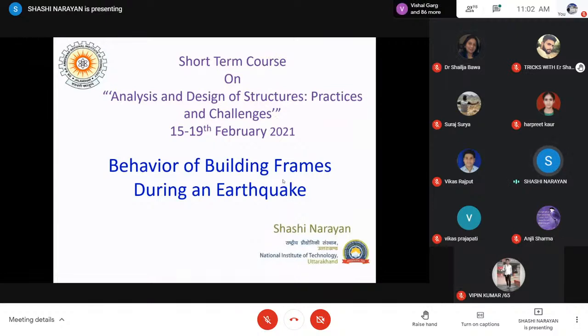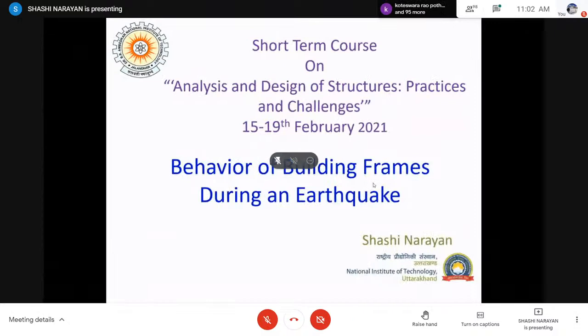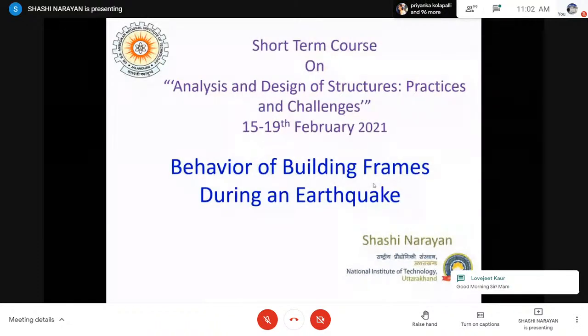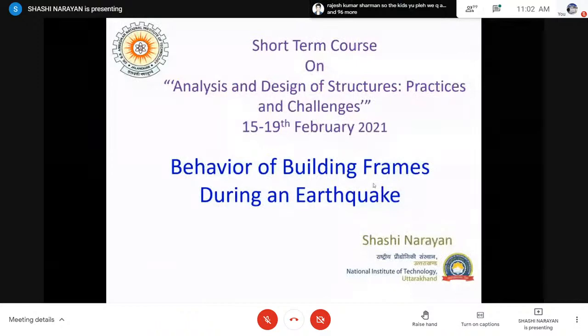I will be mainly discussing the behavior of building frames during an earthquake. In this, I will be first discussing what an earthquake is, how it is generated, what are foreshock, main shock, and aftershocks, and then we'll come to discuss how the building frames are analyzed for an earthquake. In that, we'll be discussing pushover analysis, that is nonlinear static analysis. Plastic analysis we will be discussing. Some part of that we will be discussing how the joint cancellation and all those are taken care of during the plastic analysis.